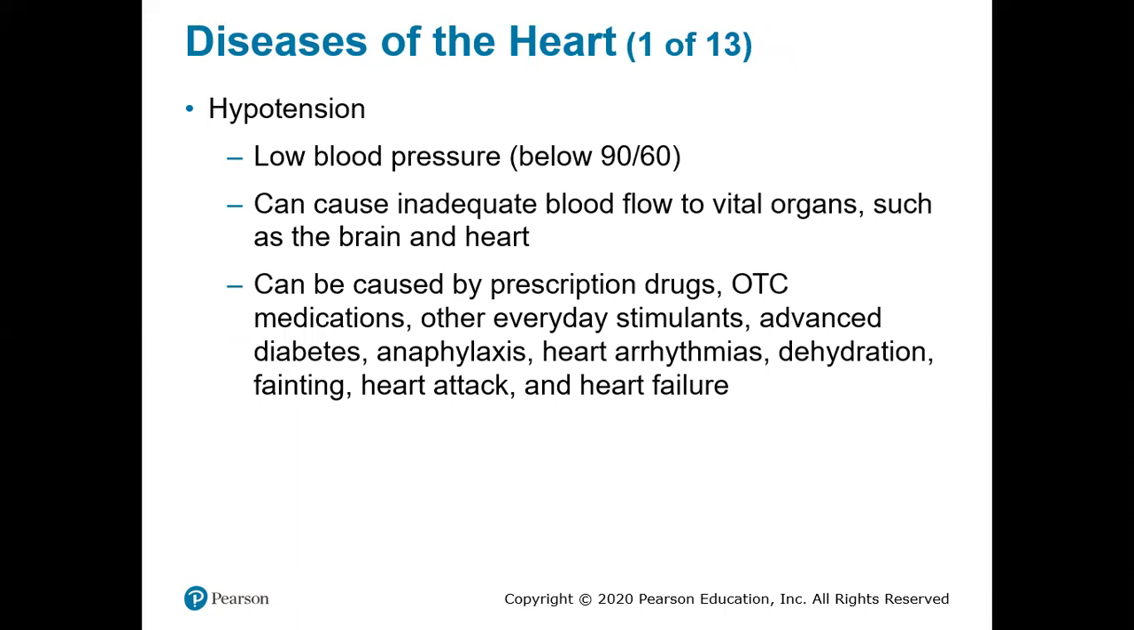Hypotension is the first disease of the heart that we will look at. This is beginning on page 464. Hypo, meaning low blood pressure, means it's below 90/60. This can cause inadequate blood flow to vital organs, such as the brain and heart. It can be caused by prescription drugs, over-the-counter medications, other everyday stimulants, advanced diabetes, anaphylaxis, heart arrhythmias, dehydration, fainting, heart attack, and heart failure.